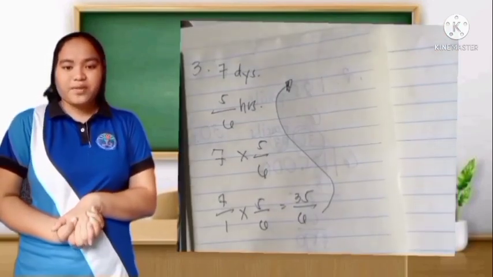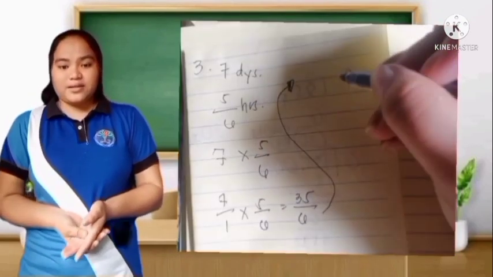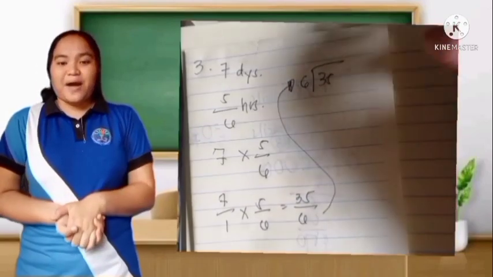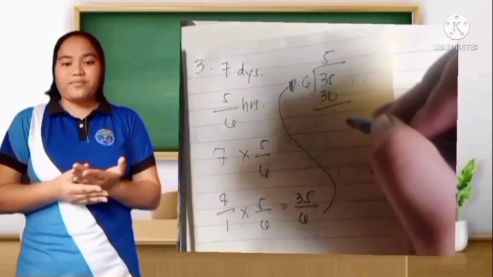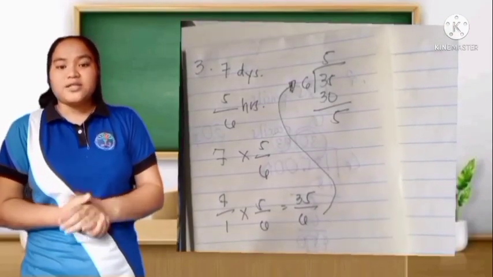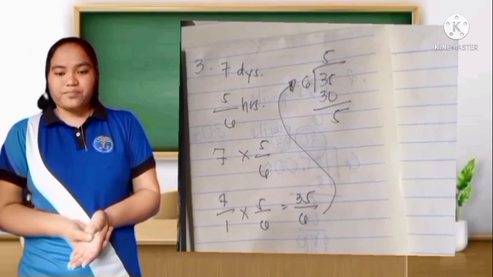Now, the 35/6, we will be dividing it. So, 35 divided by 6 equals 5, and 5 times 6 equals 30. So, 35 minus 30 equals 5.